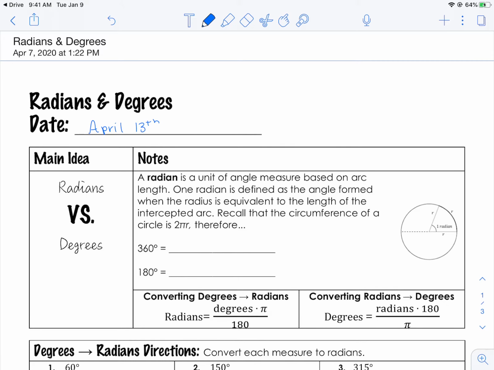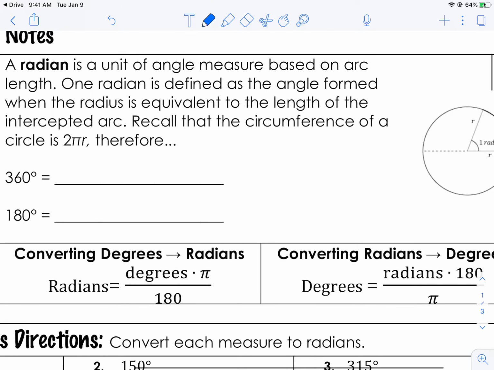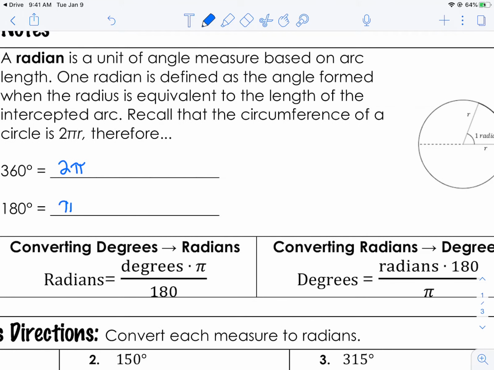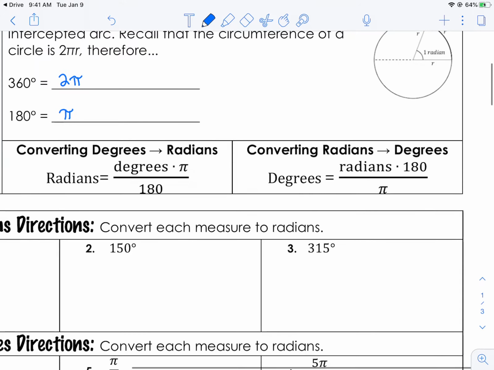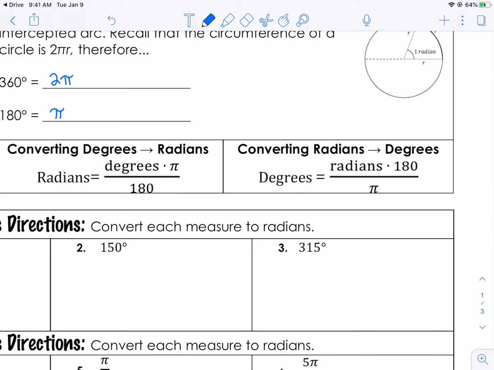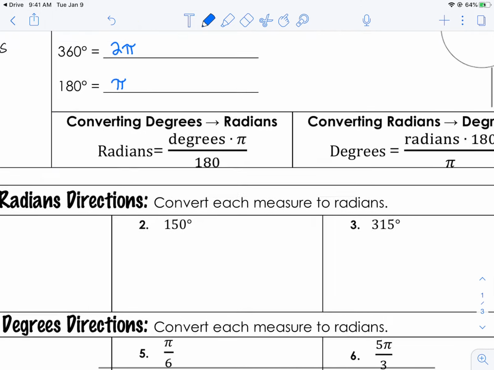Okay, so basically what that comes down to is that a full 360 degrees is equal to 2 pi r. And in this case, it's just going to be 2 pi. So for half of that, it's just going to be pi. Then you have your two formulas on how to convert degrees to radians or radians to degrees. If you're doing degrees to radians, you multiply degrees by pi, divide by 180, and then opposite for radians to degrees, multiply by 180, divide by pi.